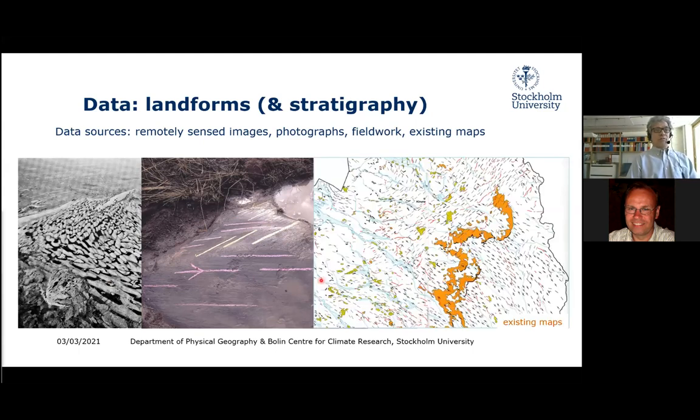And of course, as we started, we go back to earlier mapping and make use of existing maps.